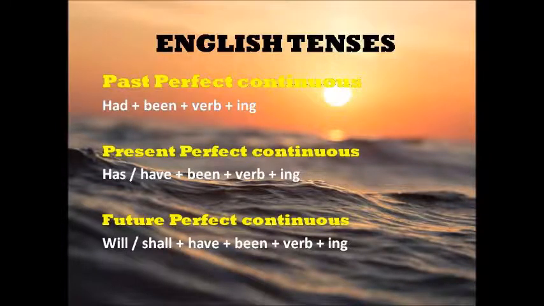Number 4. Perfect continuous in past, present and future. For the past perfect continuous, the format is had plus been plus verb plus ing. For present perfect continuous, it is has or have plus been plus verb plus ing. And for future perfect continuous, it is will or shall plus have plus been plus verb plus ing.